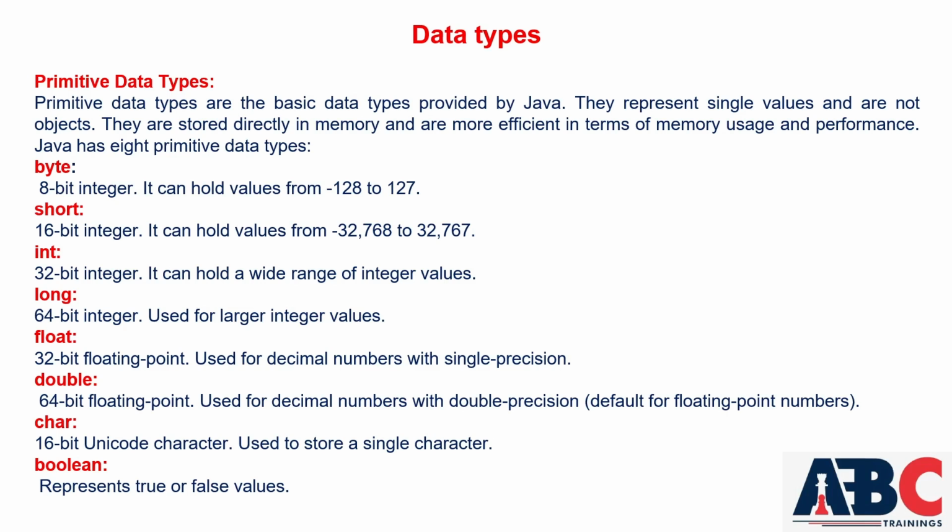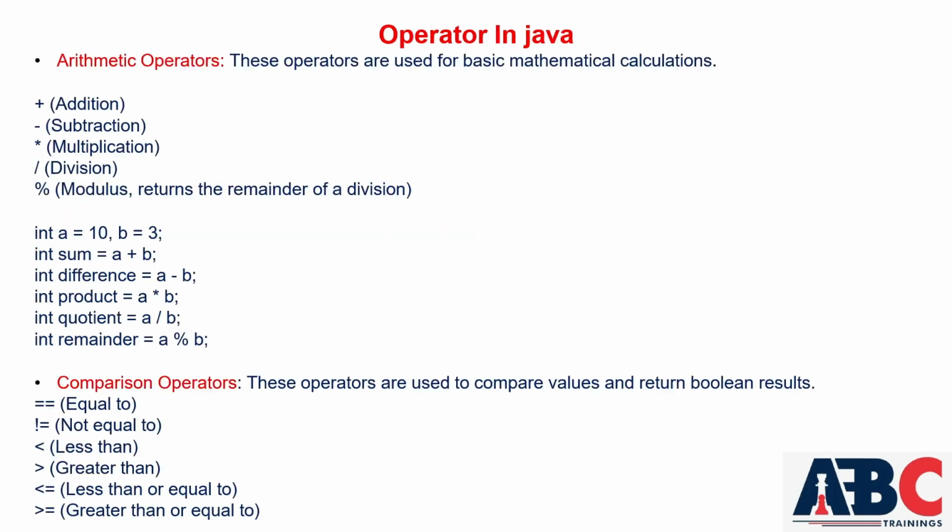Then float is a 32-bit floating value. It is used for decimal numbers with single precision. And then double is a 64-bit floating value. It is used for decimal numbers with double precision, the default floating point number. Then char is a 16-bit Unicode character used to store a single character. Then boolean represents a true or false value.